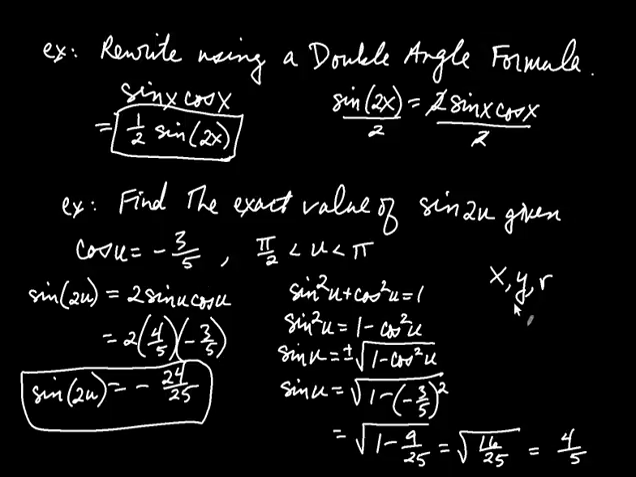So you'd find, again, that sine of u is 4/5. So you can use either way. I wanted to use this way just to change things up a little bit. But using x, y, and r is fine as well. Okay, what else can we do with double angle formulas?